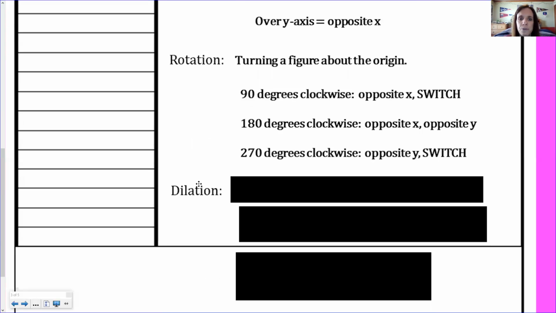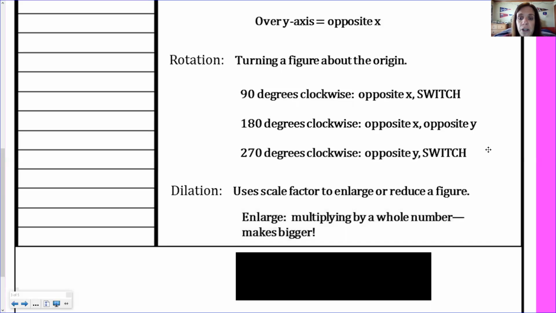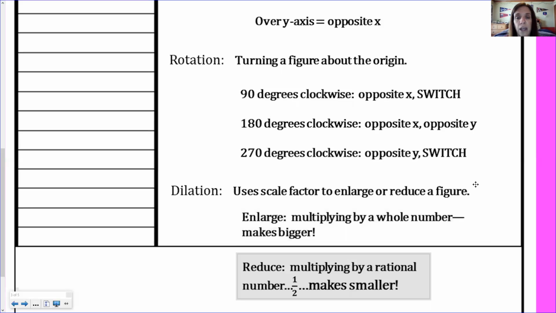Our last kind of transformation was dilation, and that's using a scale factor to enlarge or reduce a figure. So if we're going to enlarge, that's actually multiplying by a whole number. You're making the figure bigger. The opposite of that is reducing. If you're going to reduce, you're multiplying by a rational number, like 1/2, 1/4, 2/3. You're making it smaller. Okay, so those are the 4 types of transformations that we studied in our transformations unit.